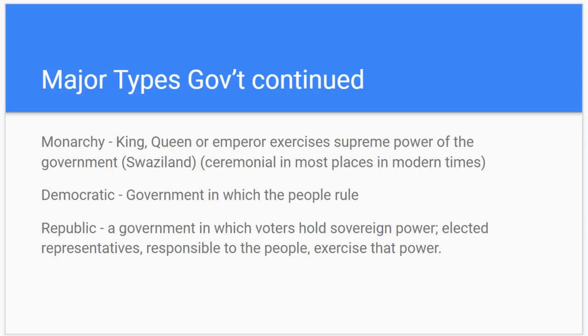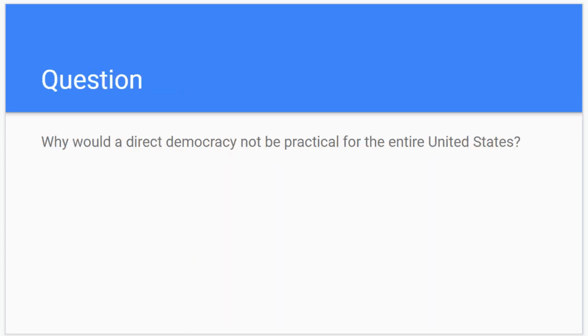So you could see that when you look at the United States, we are mostly considered a democratic republic, because we have a government which us, the people, rule, but we are also led through popular sovereignty, or the will of the people, to exercise that power.